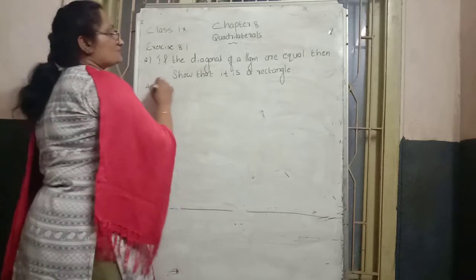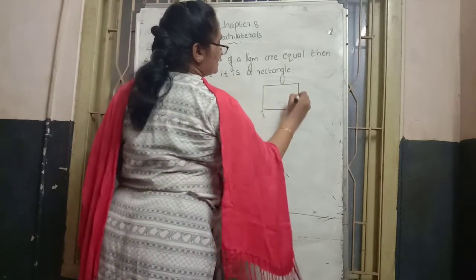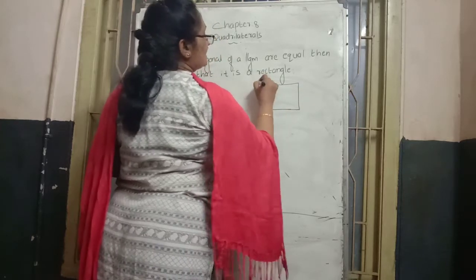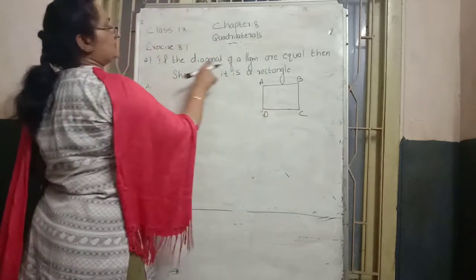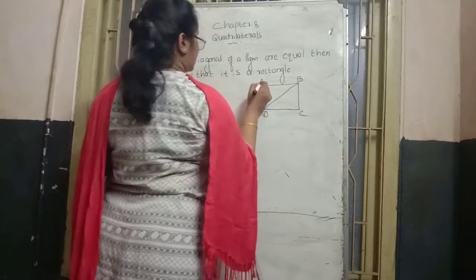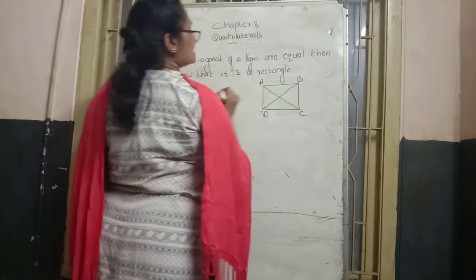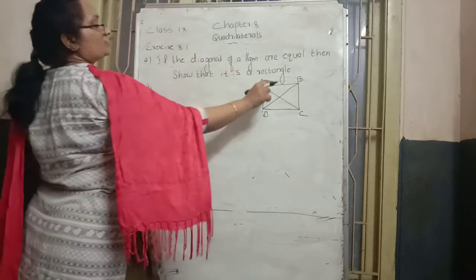So for that, first of all, we draw a quadrilateral and mark it as A, B, C, and D. Then they mentioned the diagonals, so we can draw two diagonals. AC and BD are the two diagonals. With the help of the question, we draw the shape.